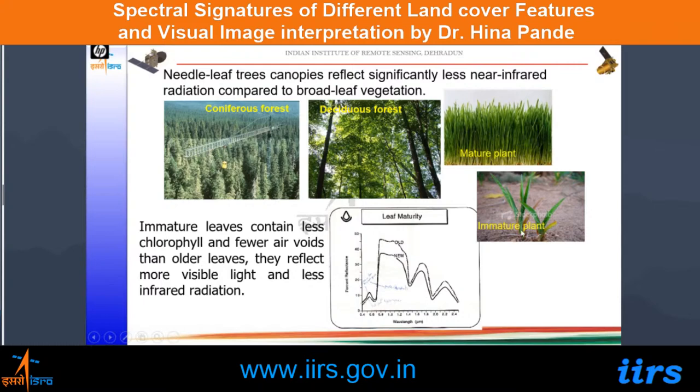Also the growth stage. Immature plants contain less amount of chlorophyll and fewer air voids than older leaves. So as the plant grows, they will reflect more visible light and less infrared radiation. So the stage of maturity or growth of the plant can also be studied using these spectral signatures or the clues that we see on the image.